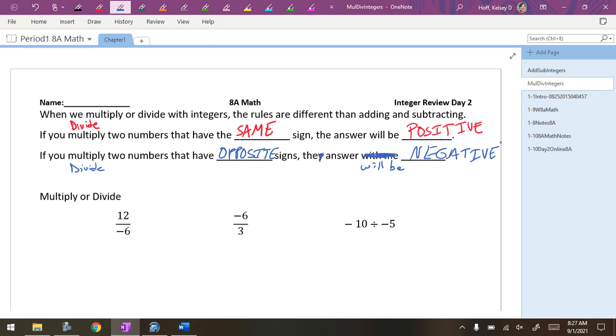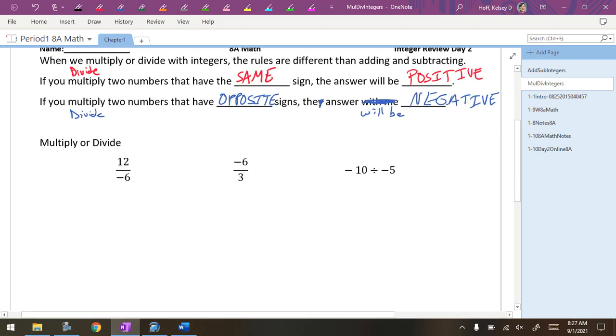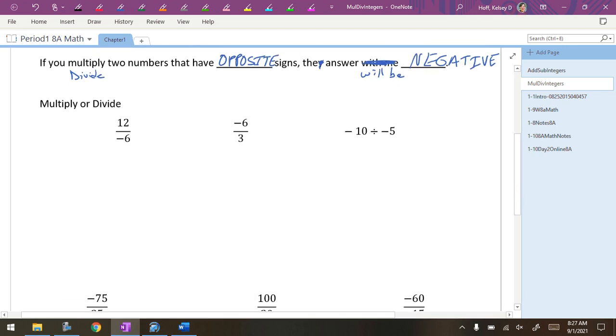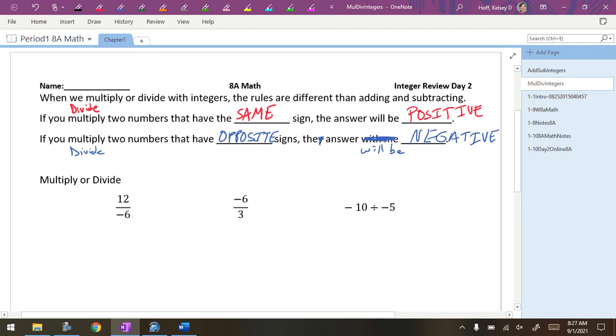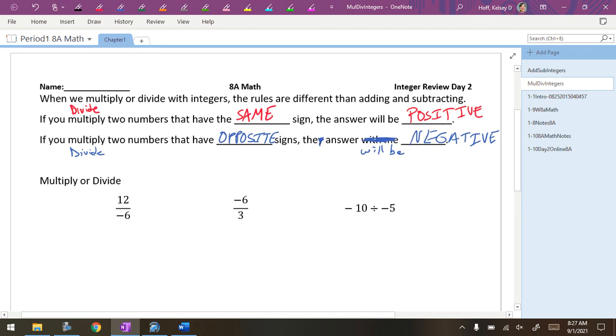Okay, so we're going to multiply and divide today. No calculators again. When you have a problem written with a fraction bar, is that multiplication or division? Division. A fraction is division, okay? So don't worry about the signs right now. What is 12 divided by 6? 2.